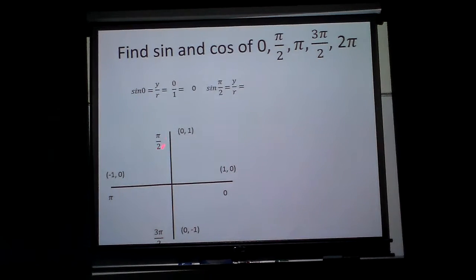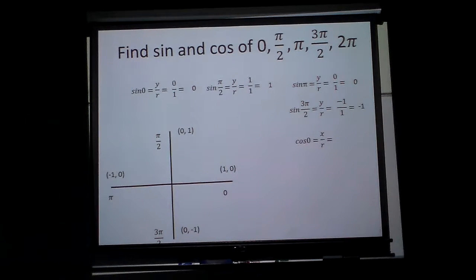What's sine of pi over 2? Well, up here, y is 1, so it's 1 over 1, or 1. What about sine at pi? Well, once again, y is 0, so it's just 0. And then about 3 pi over 2? Well, here it's negative 1, so it's negative 1 over 1, or negative 1.